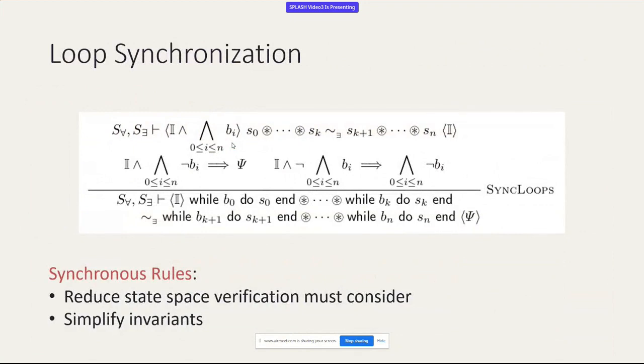We also have rules for synchronized reasoning over executing loops in lockstep for different executions. Again, this is a little involved to get into in the talk. Please see the paper, but these kinds of rules are important for relational logics. They make it more efficient than, for example, product program approaches because it greatly simplifies the state space that the verifier has to consider. It also greatly simplifies coming up with invariants.